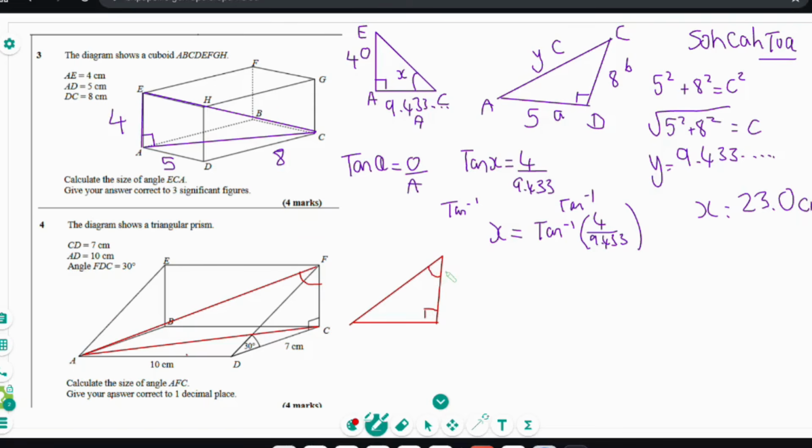This is F, C, and A. Okay, what information do we have? CD is 7, AD is 10, but we've got the angle on the triangle FDC is 30 degrees. So let's use that to get this angle up here, I think. So I'm going to put an X there. That's our ultimate goal. Right, let's draw out the triangle DCF.